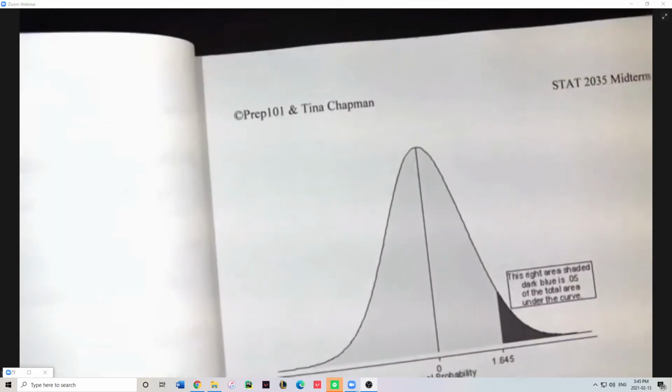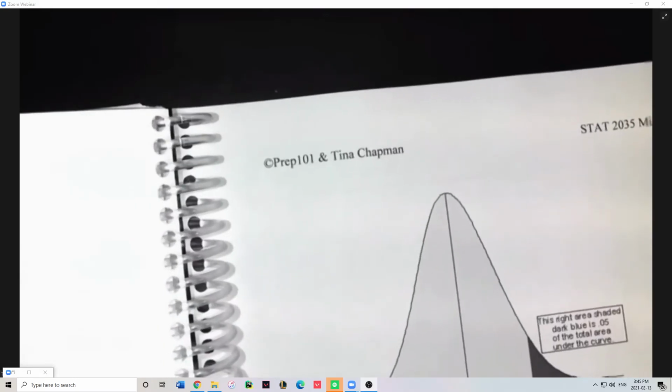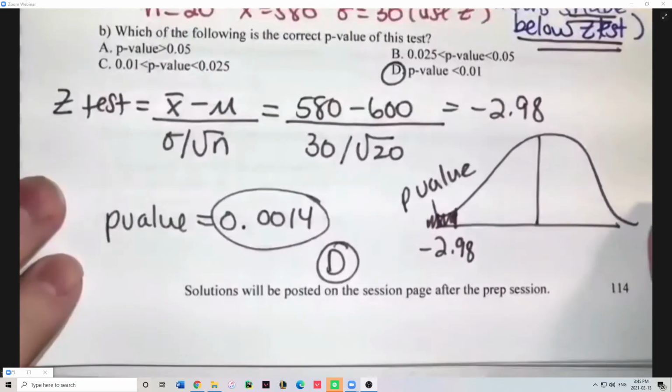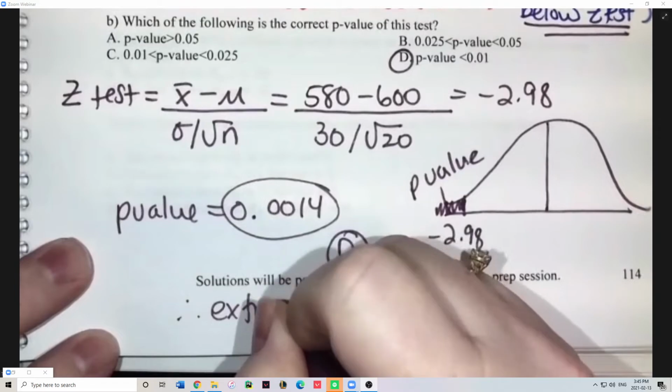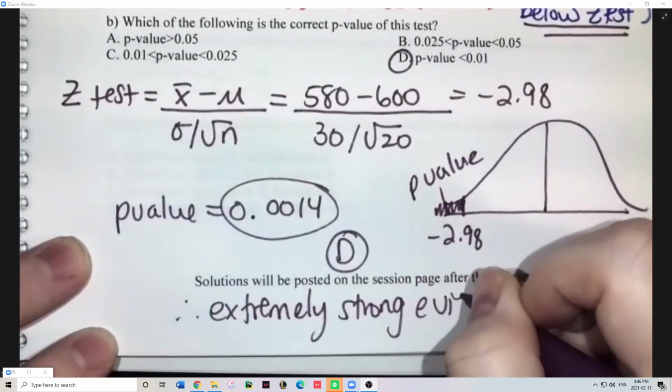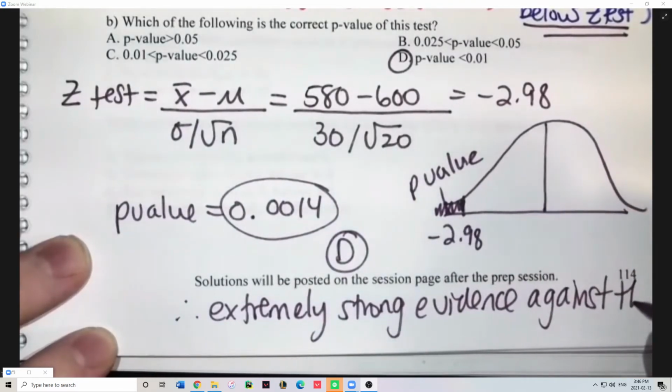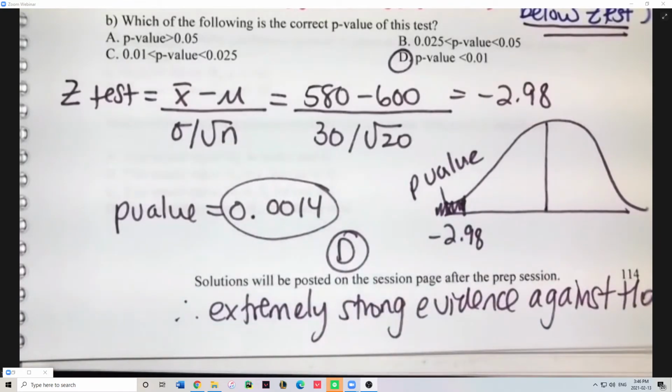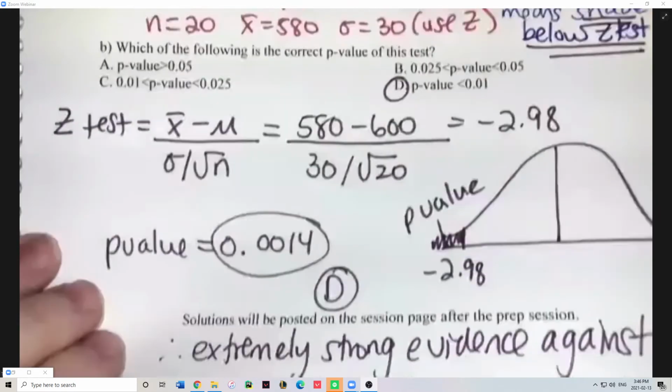Now, if we go back to the conclusions based on it, that would be extremely strong evidence against stage knowledge, according to your numbers there. Okay, any questions? Okay.